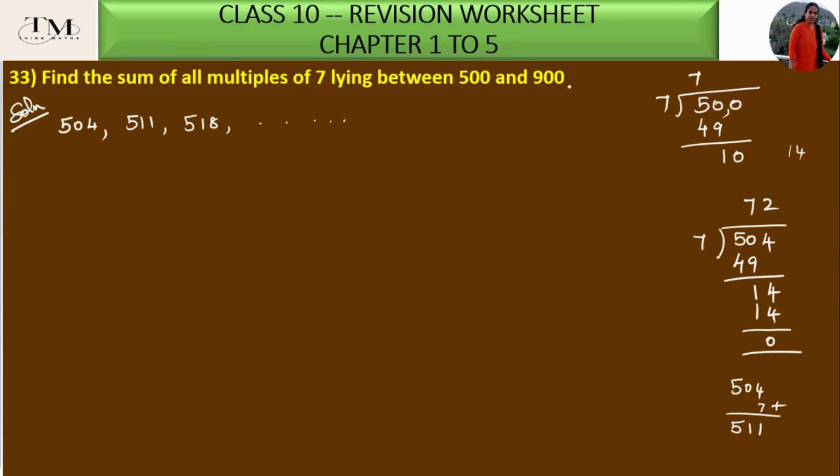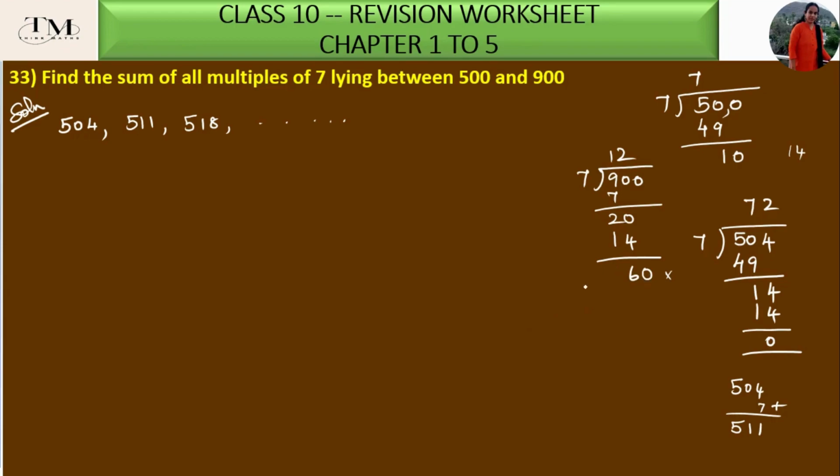What will be the last number? We have to check whether 900 is divisible by 7. If it is divisible by 7, 900 will be the last number. Let us check. 1 seven is 7. Balance 2. Let us take this 0, 20. 2 sevens are 14. 20 minus 14 is 6. Bringing this 0 down, 60. So here this is the last digit. 60 is not divisible by 7.